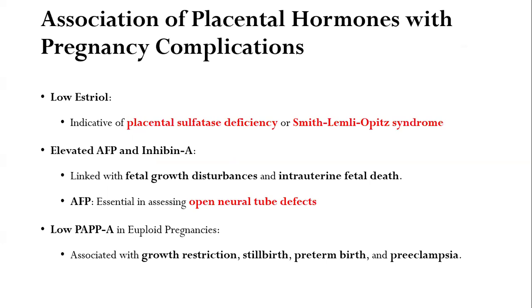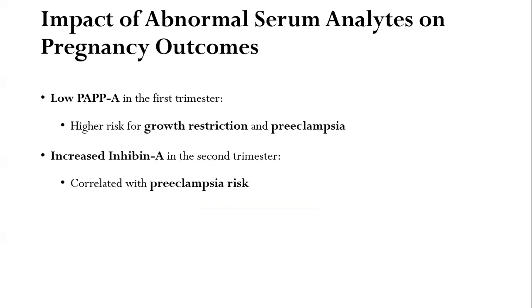The low PAPP-A is associated with growth restriction, stillbirth, preterm birth, and preeclampsia. The low PAPP-A in the first trimester predicts high risk for growth restriction and preeclampsia, and increased inhibin A in the second trimester is also correlated with preeclampsia risk.